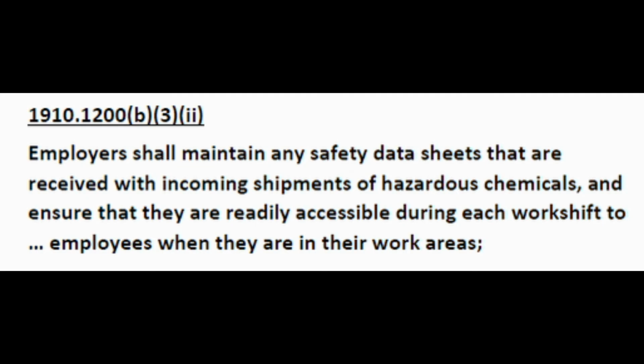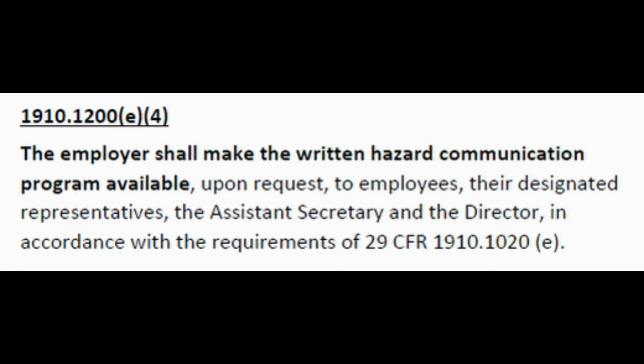Next! Almost done. Let's get into some regulations. 1910.1200(g)(8): Employers shall maintain any safety data sheets that are received with incoming shipments of hazardous chemicals and ensure that they are readily accessible during each work shift to employees when they're in their work areas. Meaning they have to have access to all their data sheets of every chemical they're working with at all times while they're working in their areas.